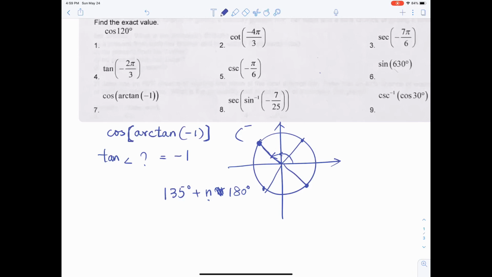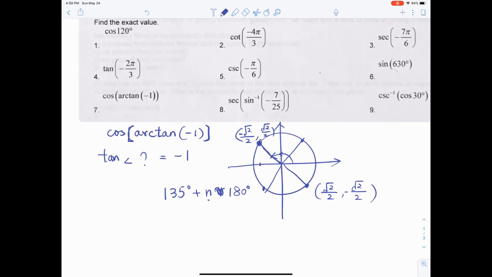X value is negative root 2 over 2, and the y value is positive root 2 over 2. And at this point, the x value is positive root 2 over 2. The y value is negative root 2 over 2.